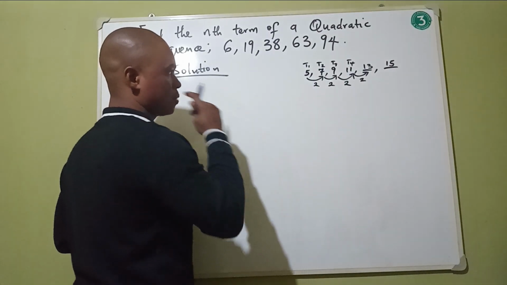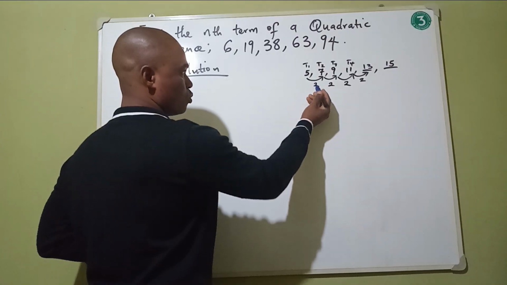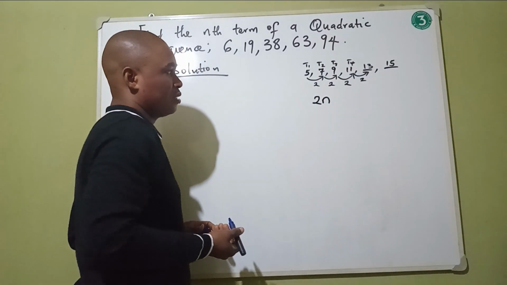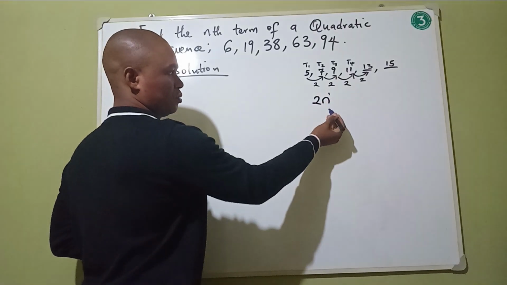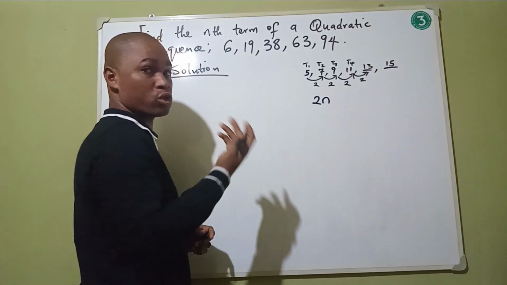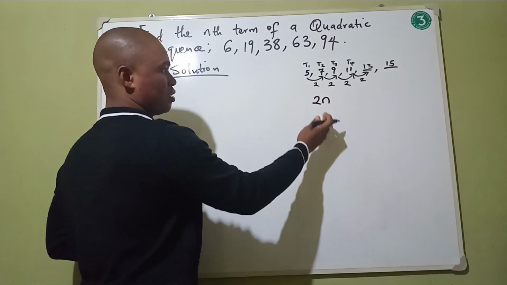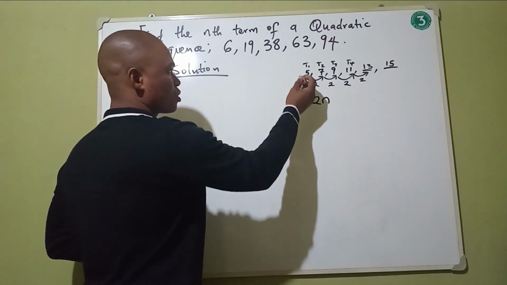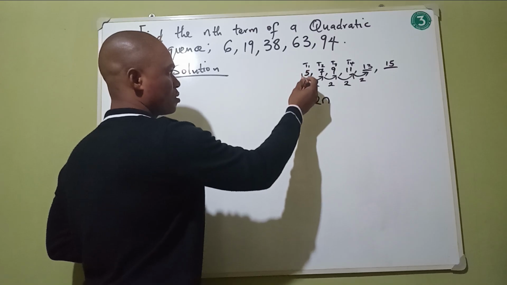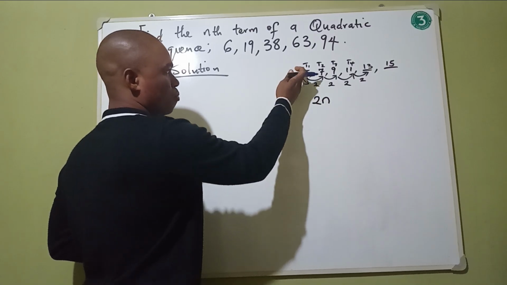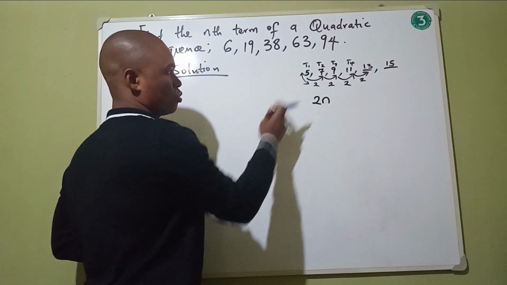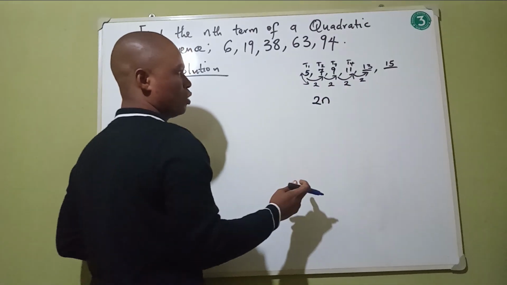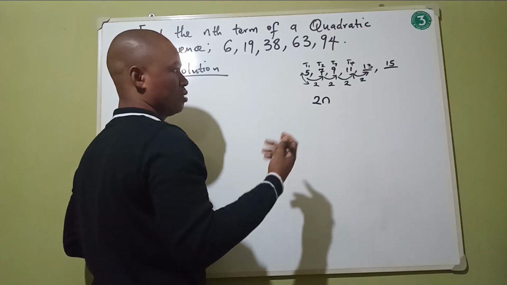Now, the formula is this. Since the difference is 2, I will write 2n, because it is linear, so it's going to be raised to power 1. If it is quadratic, it's going to be raised to power 2. But since it is linear, it's going to be power 1. So we are going to have 2n. Then subtract this from the first number here, that is 5 minus 2, which will give me 3. That is plus 3.